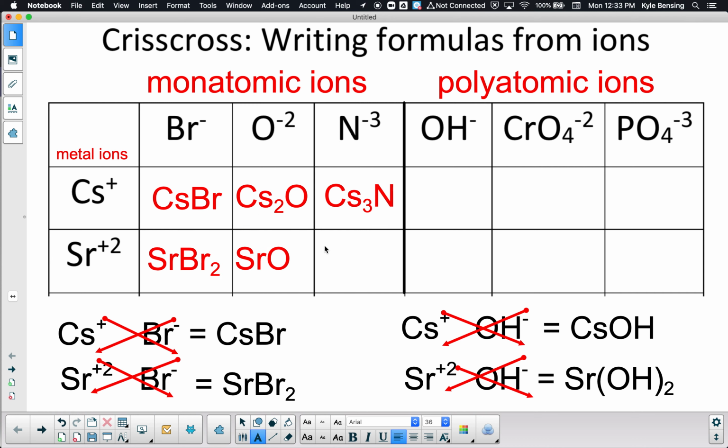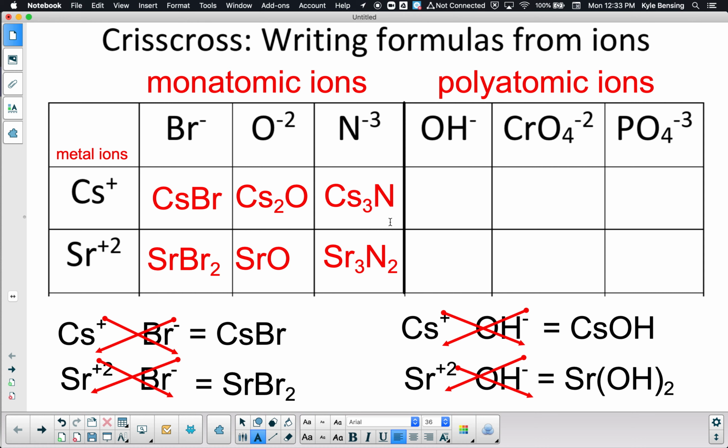Take a look at Sr with a +2 and N with a -3. Now we're still going to crisscross, and the crisscross looks like the 3 comes down for Sr and the 2 comes down for N. So it's going to be Sr 3 N 2. Exactly like that. That's it. That's what the crisscross means.